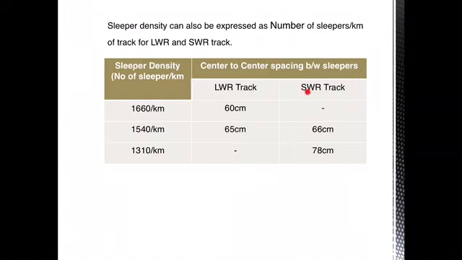Similarly, for the short welded track, the same sleeper density applies, but the distance between two sleepers is 66 centimeters. And then we have one more sleeper density providing 1310 per kilometer of railway track, but there is no recommendation for long welded tracks because we cannot use that. Only this sleeper density can be used for the short welded track, with a spacing of 78 centimeters. So this is how we can provide the sleeper spacing when constructing the railway track.